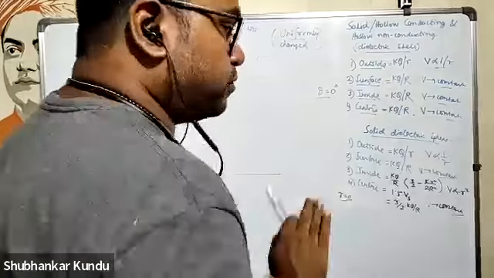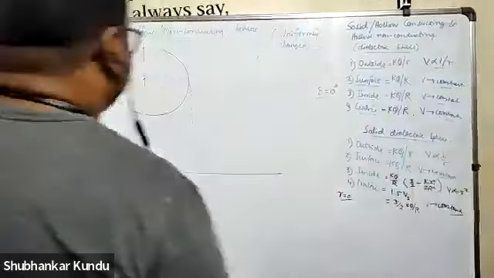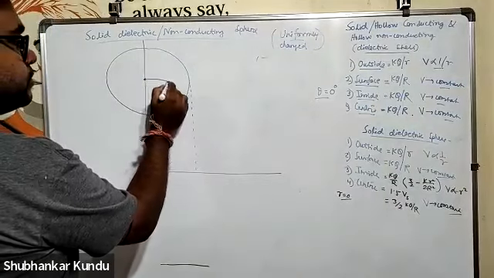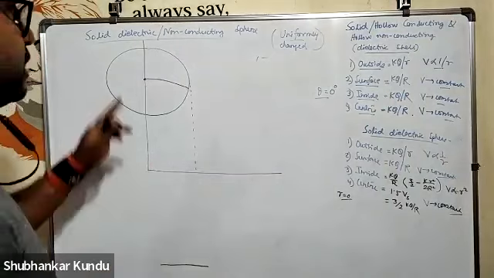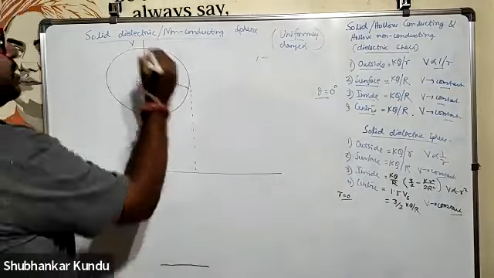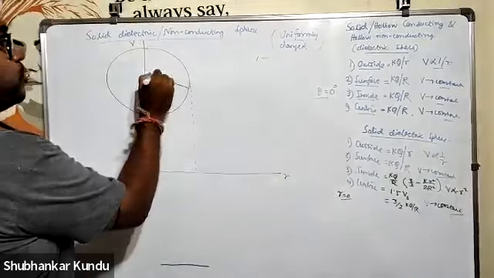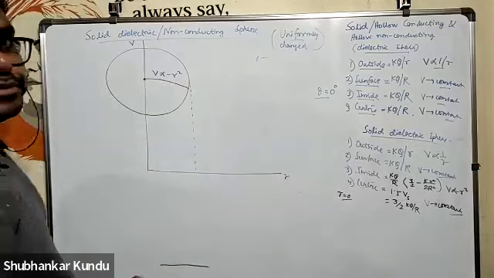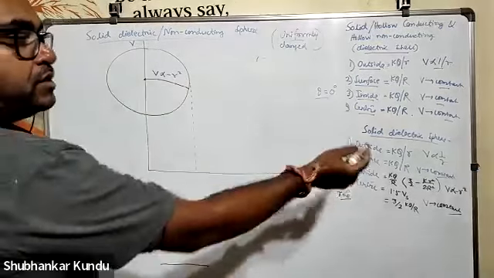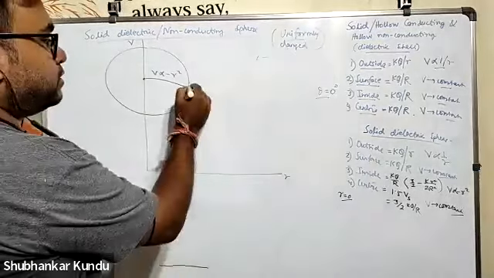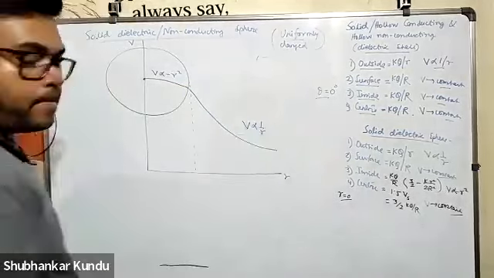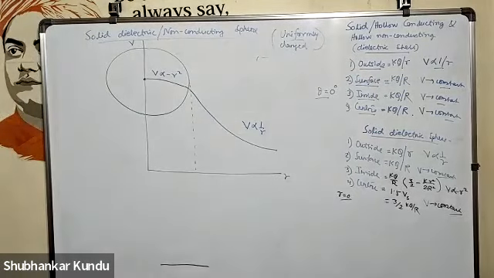At the center, it is constant, and from center to surface, it is decreasing. There is V, this is r. This is V proportional to minus r square. From center to surface, it is decreasing. At the surface, it is constant. And outside, V proportional to 1 by r. Clear?